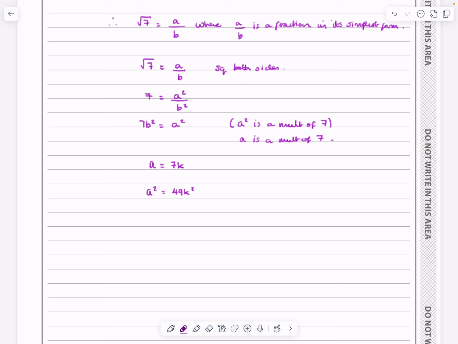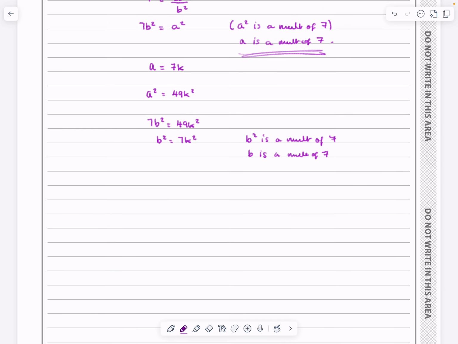So if a squared is equal to 49k squared and a squared is equal to 7b squared, then I can say 7b squared is equal to 49k squared, which means that b squared is equal to 7k squared, which then means that b squared is a multiple of 7. And if b squared is a multiple of 7, then b is a multiple of 7. And what we've now got is our contradiction here. If a and b are both multiples of 7, then a over b is not in its simplest form.